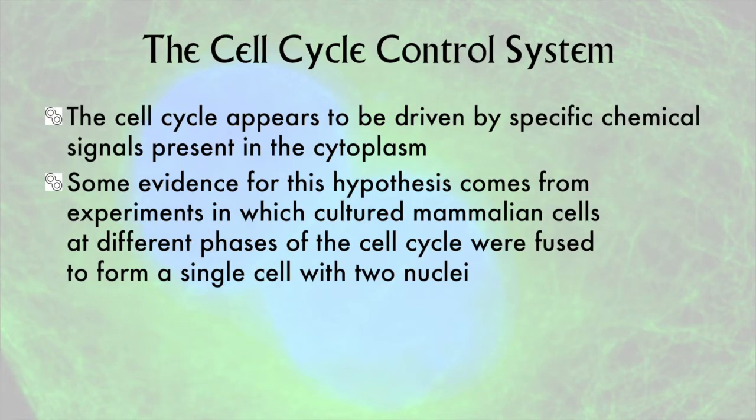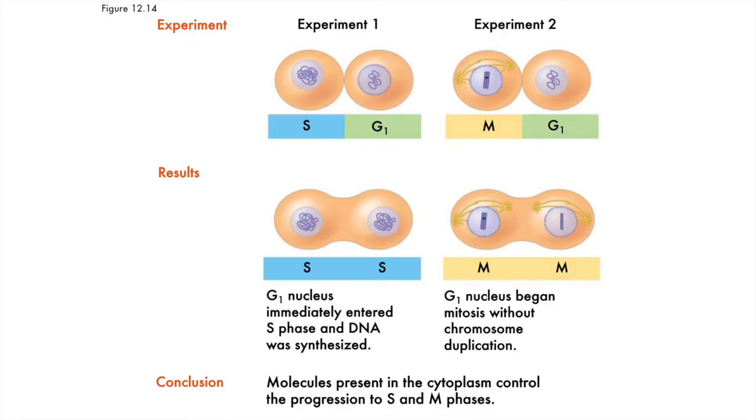What controls the cell cycle? There are many factors, and though it may seem odd, these factors are not found in the nucleus, but in the cytoplasm. A clever experiment demonstrated this by fusing cells at different stages of the cell cycle. What the researchers found was when they fused the cytoplasm of the two cells but left the nuclei intact, one in the S phase and the other in the G1 phase, the G1 nucleus started replicating its DNA. It just immediately entered S phase.